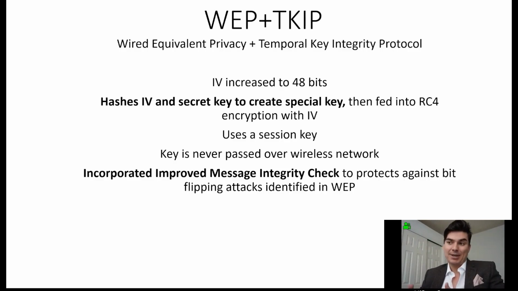So when they added TKIP, it increased the initialization vector to 48 bits. And what was really special about it is that it hashed the initialization vector and the secret key to create a special key that is then fed into the RC4 encryption with the initialization vector. So it uses a session key, and that key is never passed over the wireless network. It incorporated an improved message integrity check to protect against bit flipping attacks identified in WEP.